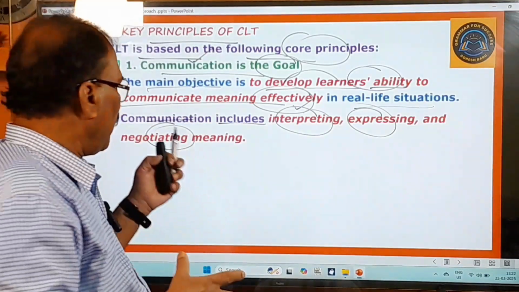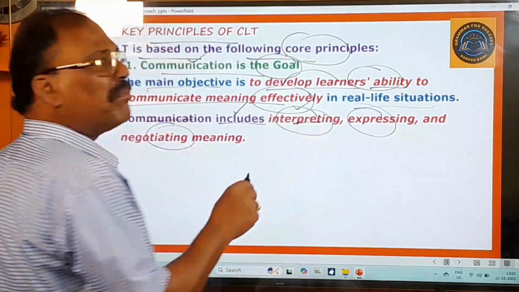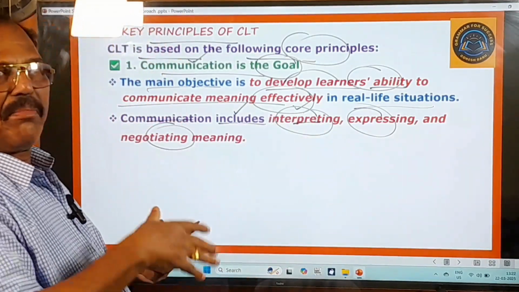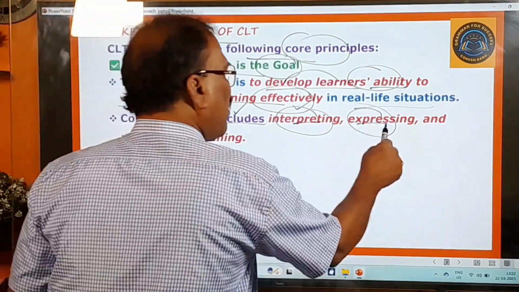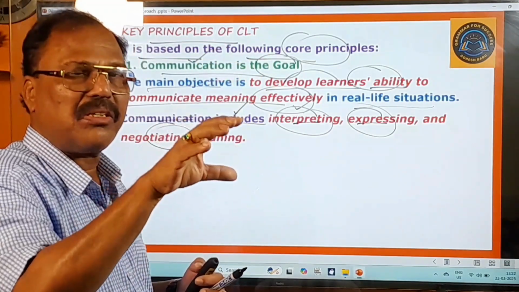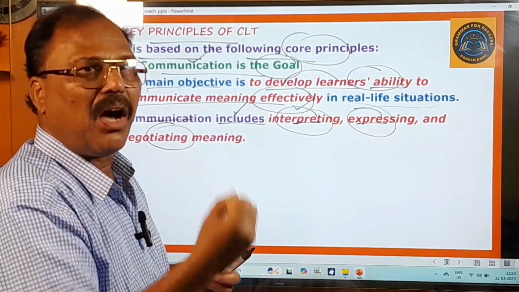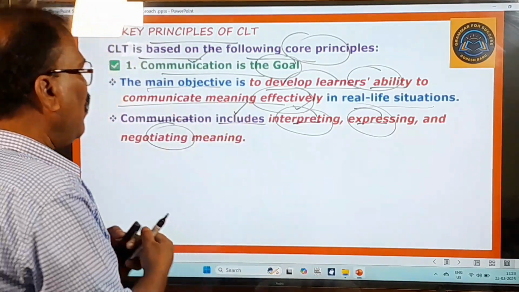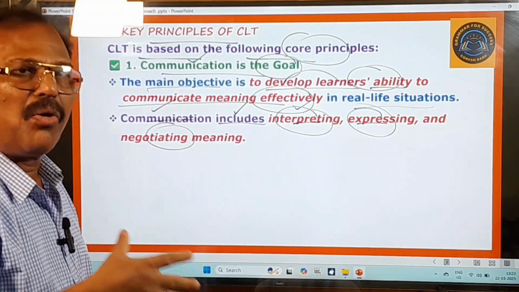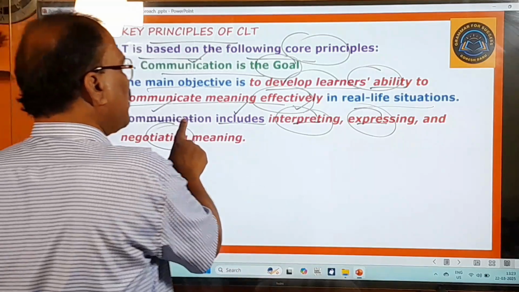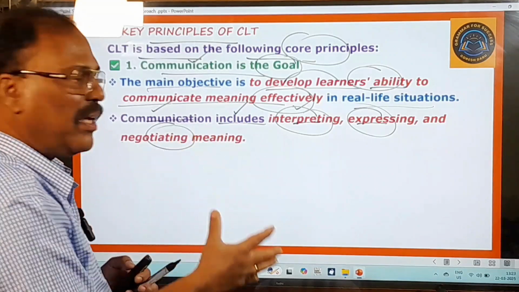You know very well, communication doesn't mean simply speaking that language, but it also includes interpreting the given passage or given matter. Whatever may be the matter, you must interpret. You must be able to interpret that, give the meaning of that, and express it. Expressing means what? Express your feelings, thoughts, and all such things in the target language. And negotiating means making some meaningful matter out of the given context, given passage. So all these things are there in communication, because communication does not mean only speaking that language, but it also means interpreting, expressing, and negotiating the language.